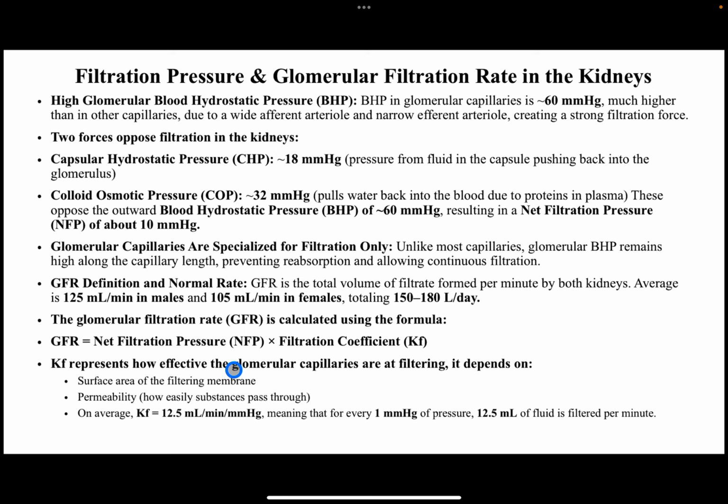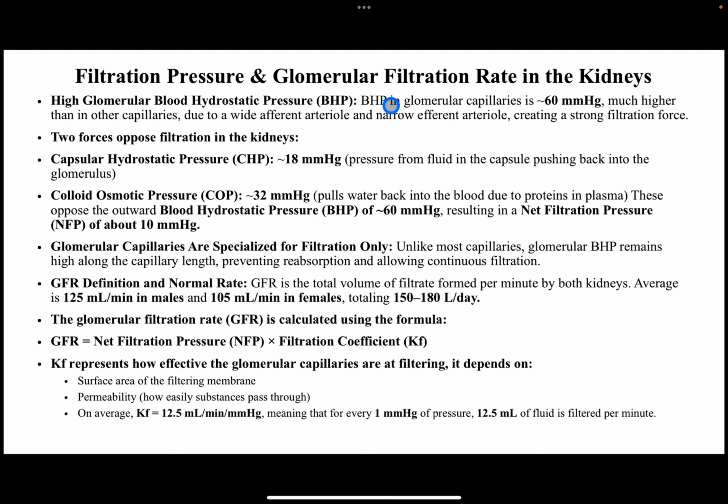Okay, now let's look at the filtration pressures. We have three pressures that help us arrive at the glomerular filtration rate. The first pressure we call the glomerular blood hydrostatic pressure, or blood hydrostatic pressure in the glomerulus. In fact, this is the main outward pressure.